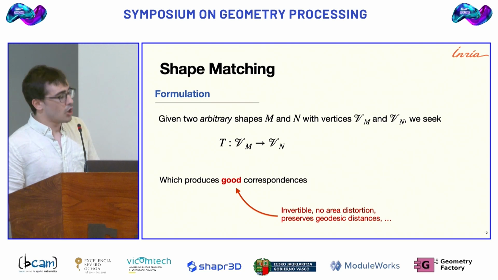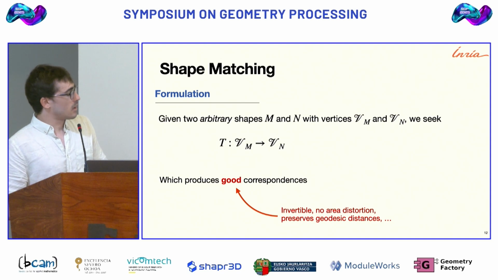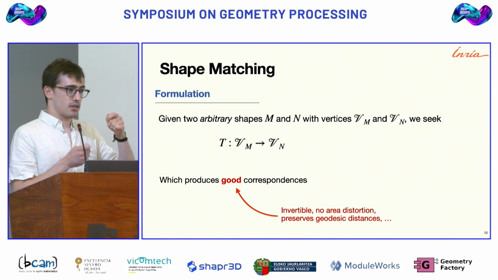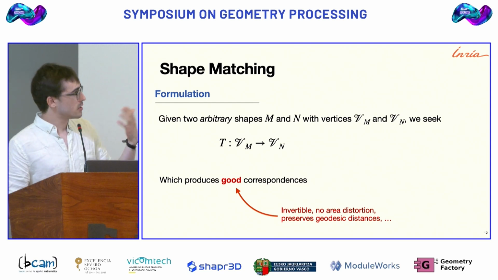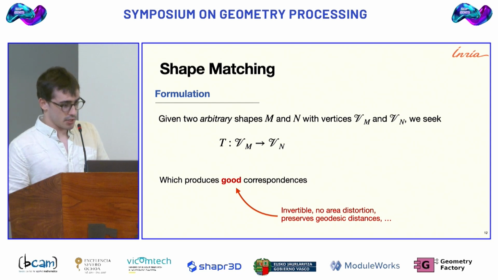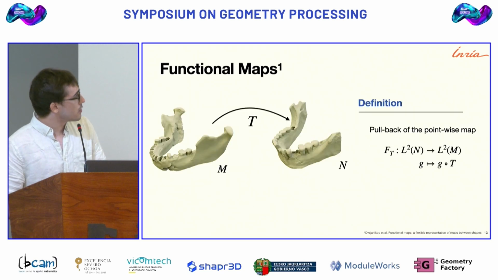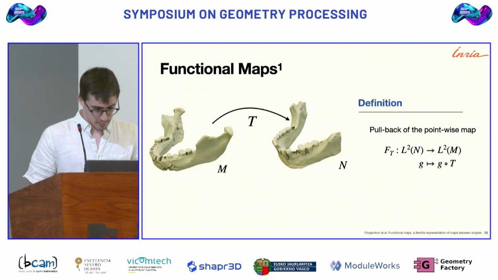Some people are trying to compute mappings that are just geometrically consistent, so neighboring points are mapped to neighboring points, and this ends up also with very complex but very interesting problems. But here we'll take a very different road, and we'll talk about something called functional maps.